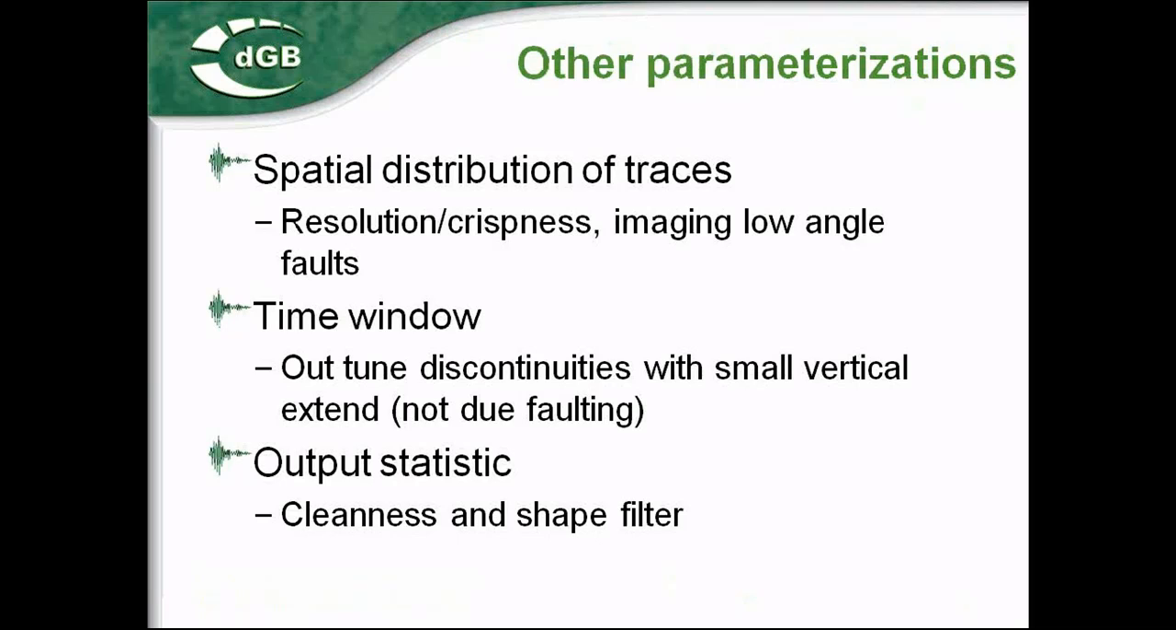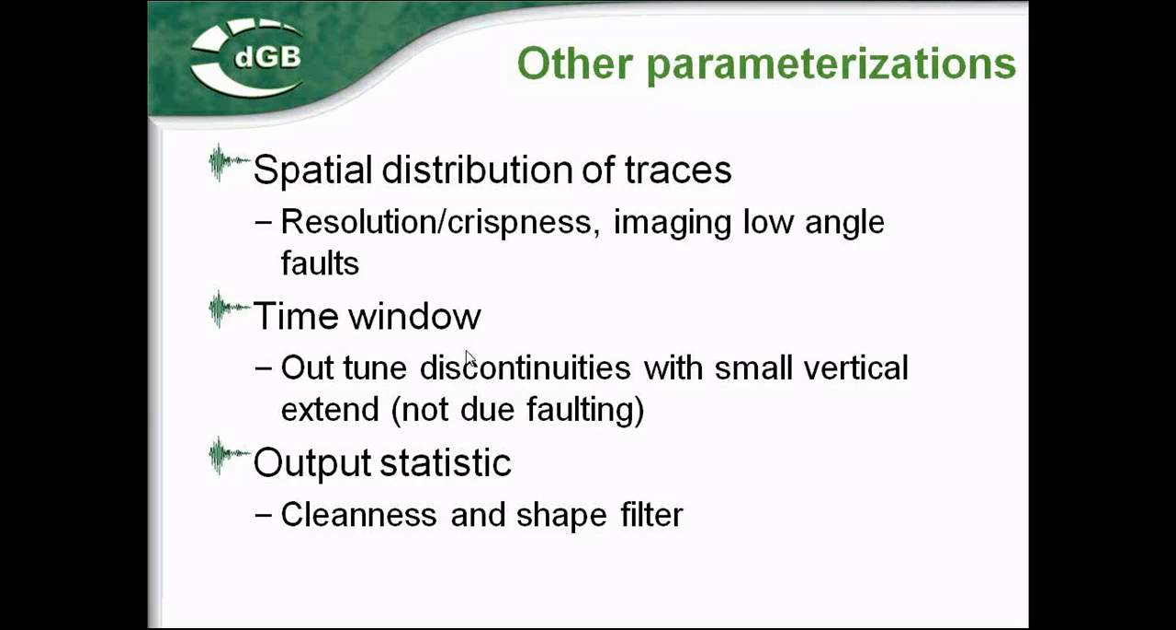And then there's some other parameterizations in the similarity attributes, such as the spatial distribution of traces. I already showed you our default situation where we have one trace in the center and then move the other traces around it. The time window is very important, because there you try to tune out discontinuities with small vertical extent, and those are often due to stratigraphic features. However, on the other hand, you're going to have smearing if you use large vertical windows, so you're always trying to compromise there, and you have to do some research or some testing to find the optimum.